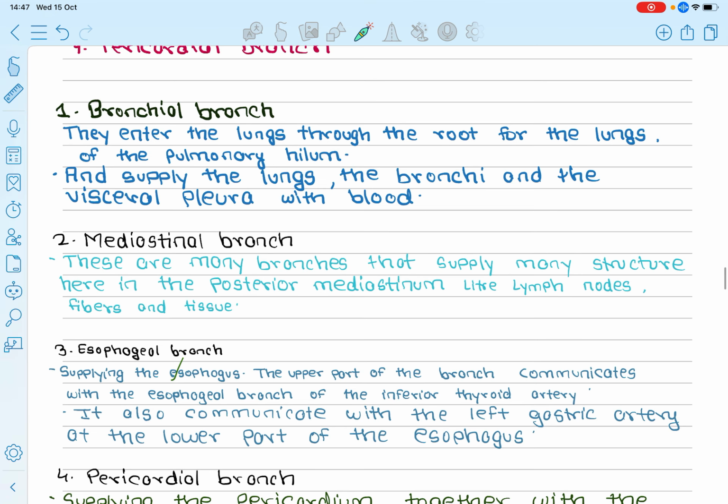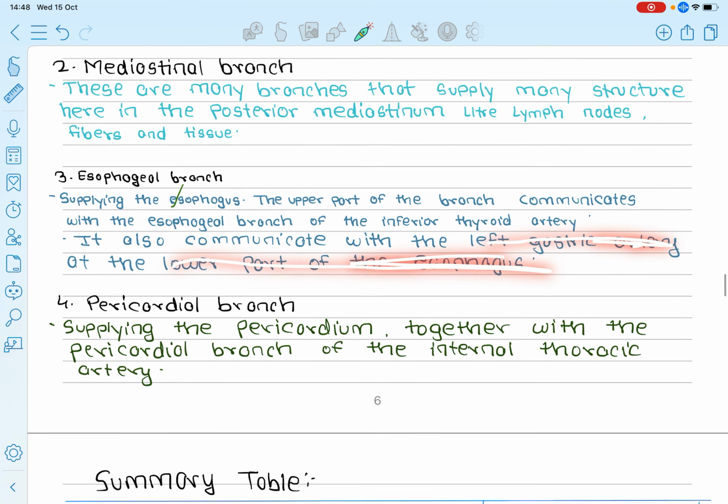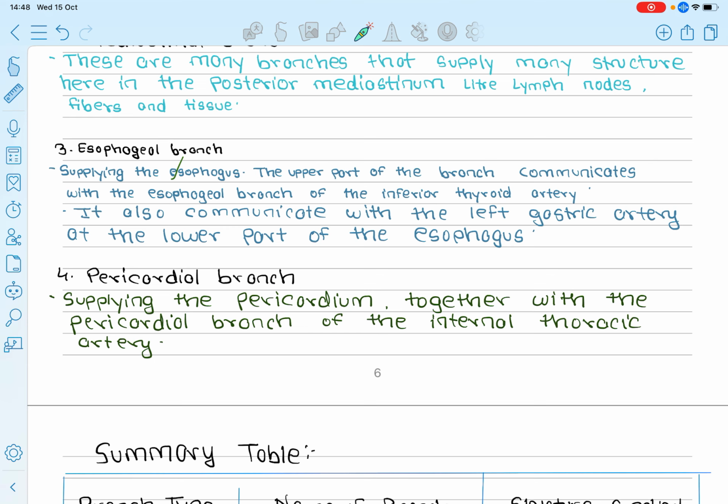Then the mediastinal branches. These are many branches that supply structures in the posterior mediastinum, like lymph nodes, fibers, and tissue. Then the esophageal branches. These are four to five small branches that supply the esophagus. The upper part communicates with the esophageal branch of the inferior thyroid artery. It also communicates with the left gastric artery at the lower part of the esophagus. The last one is the pericardial branch, which supplies the pericardium together with the pericardial branch of the internal thoracic artery.